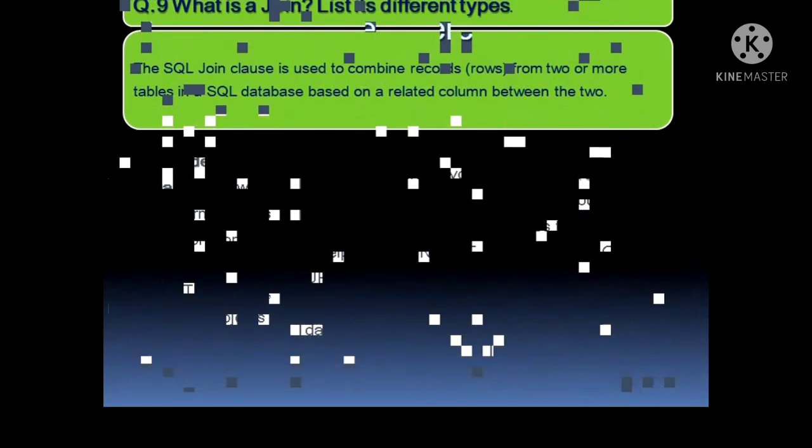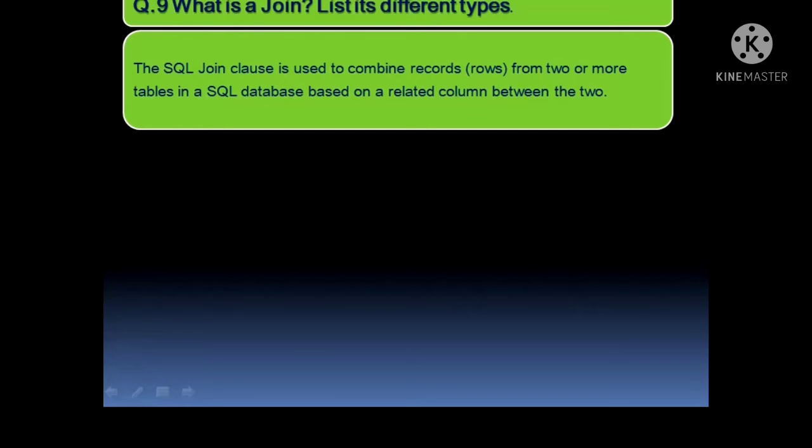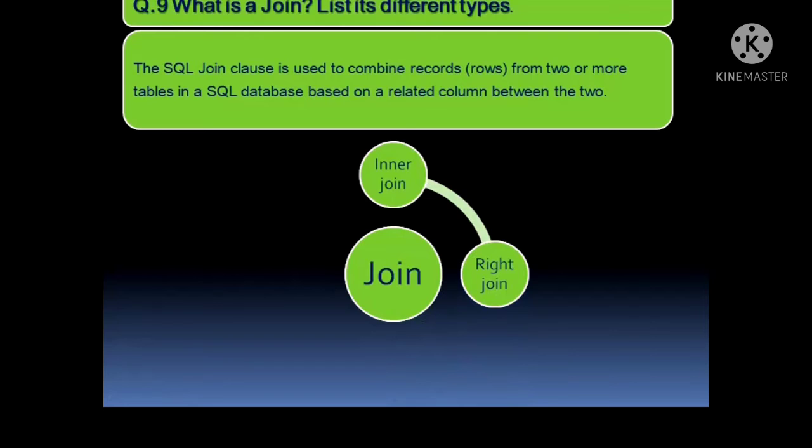Moving on to the ninth question. What is a join? The join clause is used to combine records from two or more tables in a SQL database based on a related column between the two. So basically, if we want to fetch data from multiple tables, then we use the join clause. There are four types of join. First, inner join. Second, right join. Third, outer join. And fourth, left join.